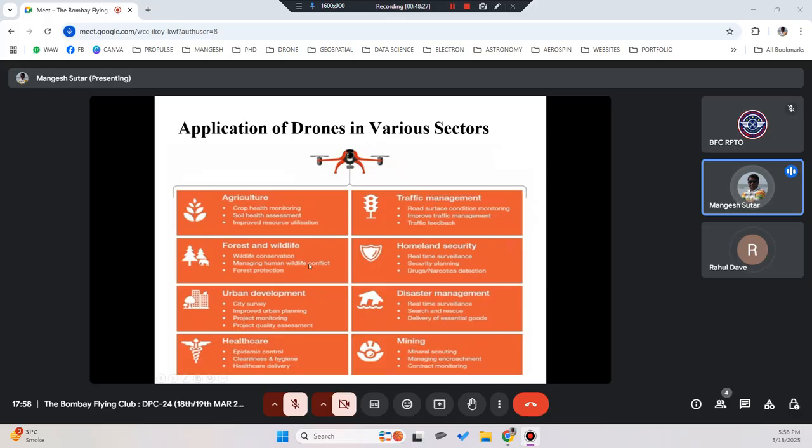We have been talking about drones used in agriculture, forest and wildlife, urban development, healthcare, traffic management, homeland security, disaster management, or even mining. So we have seen applications across these types of sectors, depending upon the type of drone you build, design, or purchase. You can use them for different applications in various sectors.